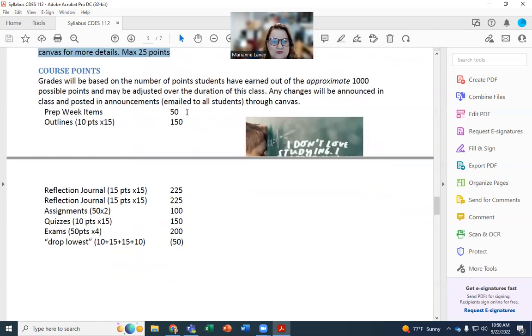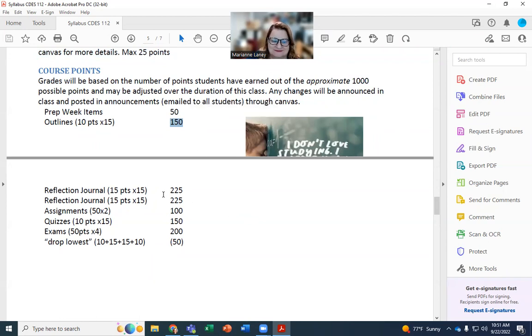So prep week items this week, you can get 50 points just by doing the prep week stuff. Or maybe I took stuff out. Let's see. I think it's 50 points. It might be 40. We'll see. Outlines 10 points times 15 chapters. Again, if we have 1,000 points in this class, you can miss about 100 points and still get an A. So skip all your outlines, but just make up your 50 points somewhere else.